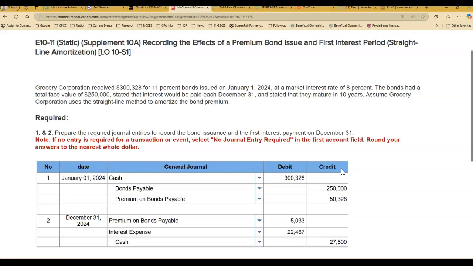Then we allocate, or amortize, the premium. In this particular case, it's also a 10-year maturity. So we take the $50,328 and divide that by 10. There's our $5,032, and they're just rounding up to $5,033. Now we're going to slowly get that premium off the books, but notice what happens.